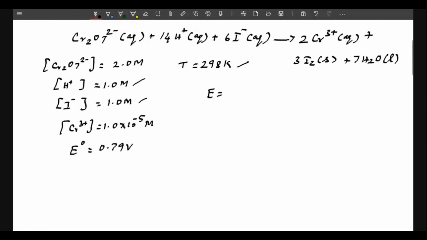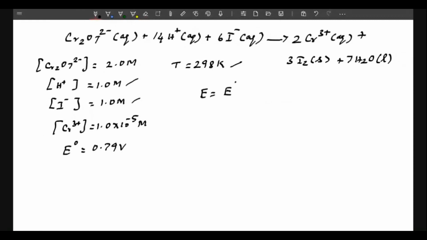What is the Nernst equation for this? E is equal to E naught minus 0.06. Why are we putting 0.06? Because the temperature is 298, standard condition, 0.06 divided by n into log of the concentration of the products, Cp, by the concentration of the reactants. We have to decide for which terms we write the concentration and for which we should not.